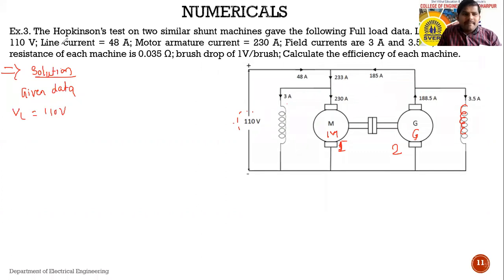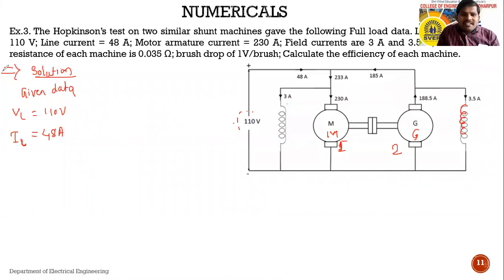So we will write the given data. Line current, that means current taken from the supply, that is IL. In the theory of the Hopkinson test, if you use the notation I1, I2, I3 and I4, that will also work. Otherwise, you use IL, that means current taken from the supply, which equals 48 ampere.